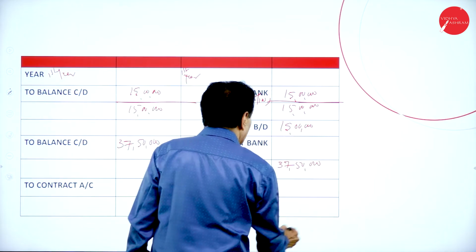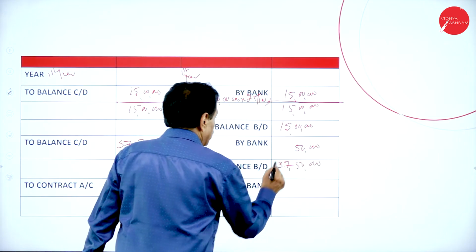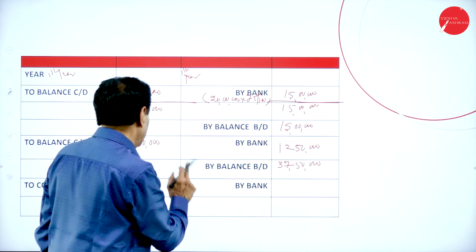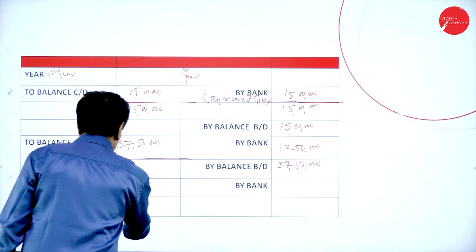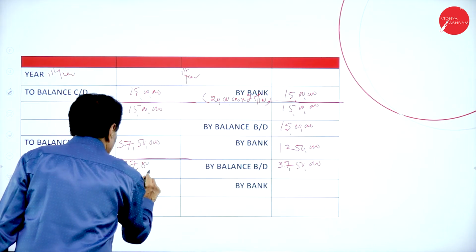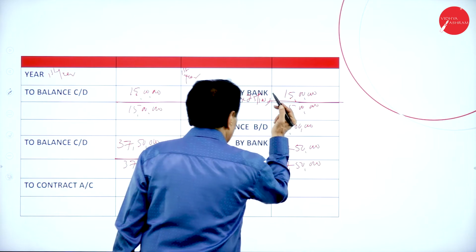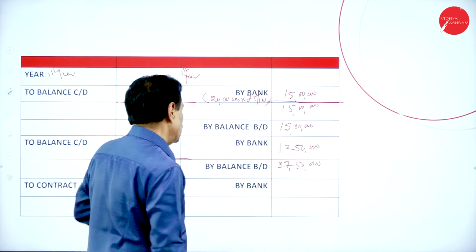Out of 15 lakh gone now. This is 50,000. 5 plus 2, 7. So this year he is going to receive 12 lakh 50,000. To balance carried down 37 lakh 50,000. Brought down to next year. By balance brought down. Here now. So totally 37 lakh 50,000 here.